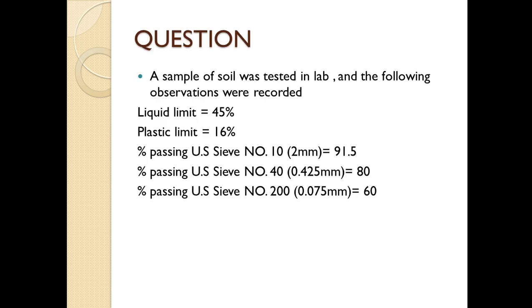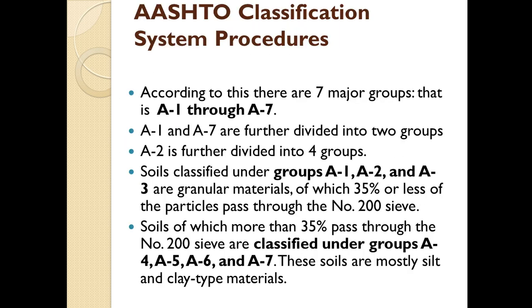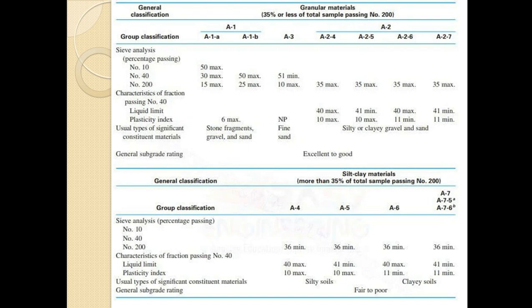Then let us see the amount of soil passing through sieve number 200. That is 60%. So here we need to move on to our table. Yeah. So here you can see that if 35% or less of the total sample passes sieve number 200, then it will be granular material. But our soil passing is 60% through sieve number 200, so it is obviously not this one. It is this silty clay material.